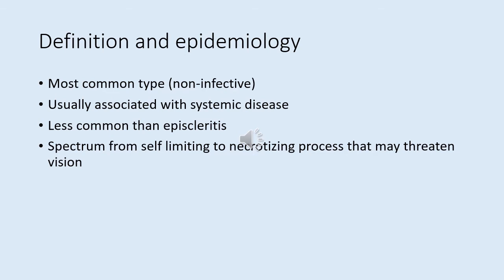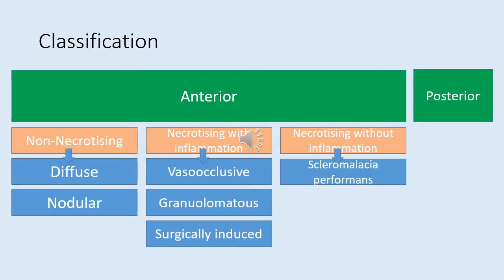Scleritis is much less common than episcleritis and comprises a spectrum from a trivial and self-limiting disease to a necrotizing process that can involve adjacent tissue and threaten vision. This is a very important classification of scleritis, which may be anterior or posterior scleritis. This is the immune-mediated scleritis, anterior or posterior.